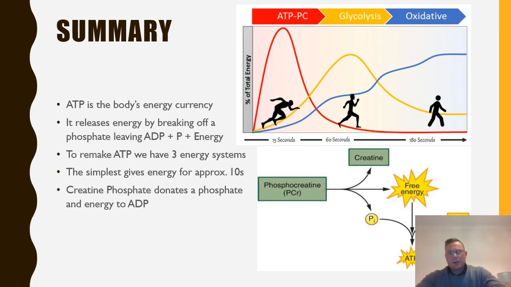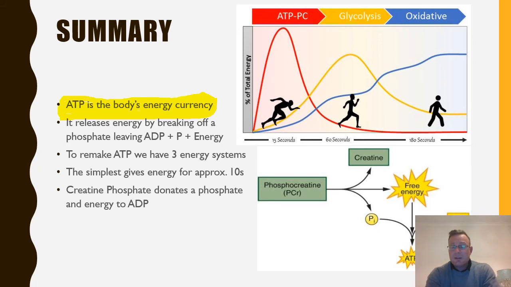So to summarize, what we see is that ATP is our body's energy currency. I stress that because when we talk about energy, yes, we use carbohydrate, fats and protein, but to be used within the cells, we have to convert it to this substance called ATP. And that's why we have energy systems.